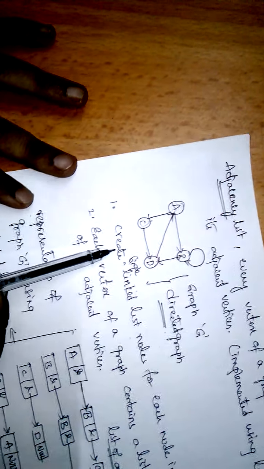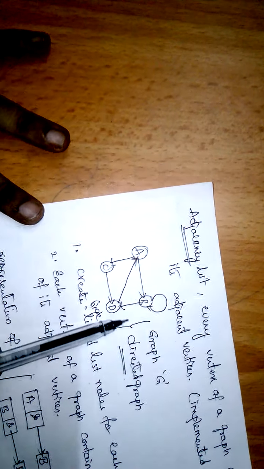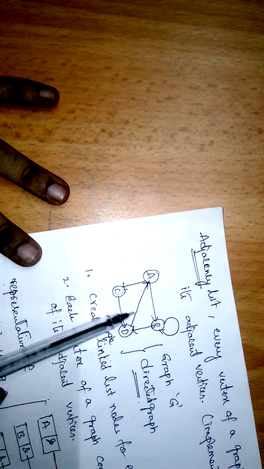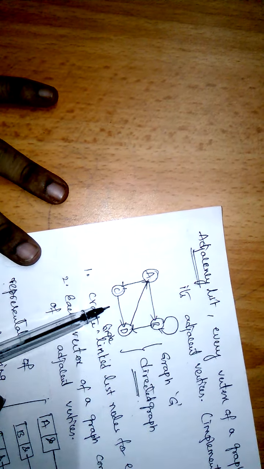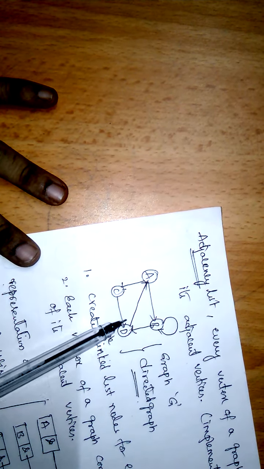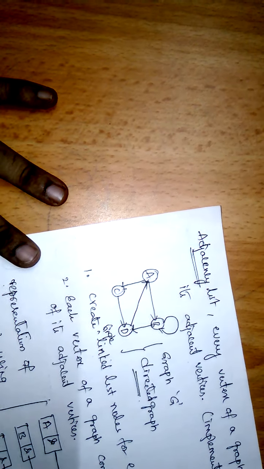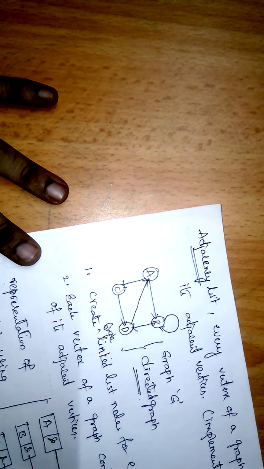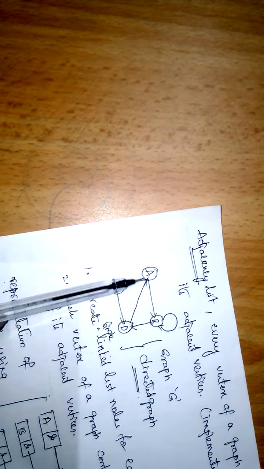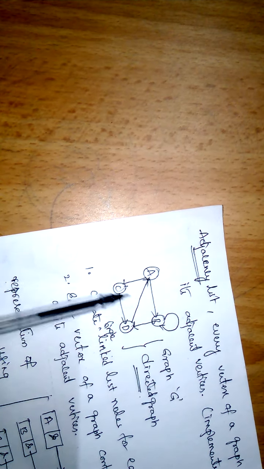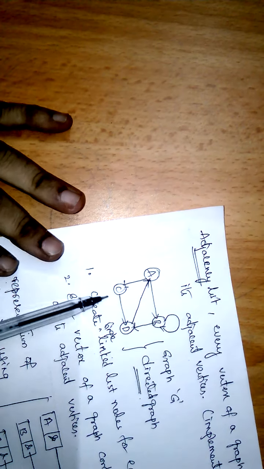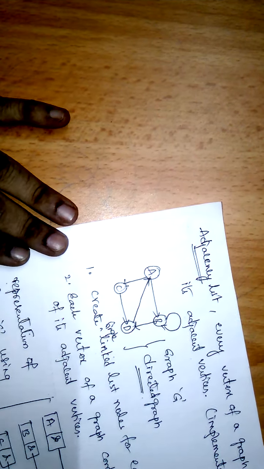Now here, this is a directed graph with 4 vertices A, B, C, D. So what we have to do to represent this in an adjacency list: first, create a linked list node of all the vertices in the graph. That is the first step. Next, for each vertex of a graph, create adjacency vertices as a linked list.